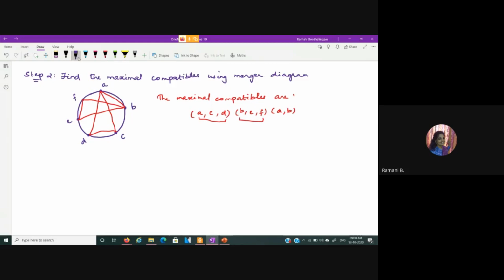Then the next step is to find. Now here we can say A and B are equivalent and finish with just one state, madam.